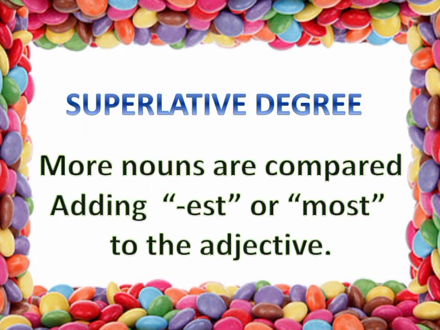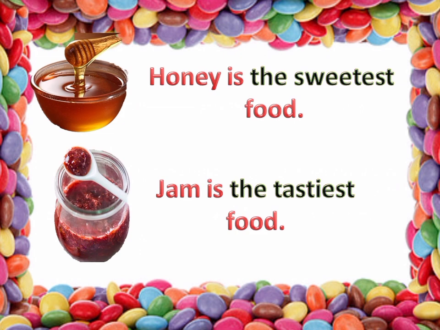The third one is superlative degree, in which three or more nouns are compared, often formed by adding est or using most to the adjective. For example, honey is the sweetest food. Jam is the tastiest food. The adjectives sweet and tasty are added with est and referred to as the sweetest and the tastiest.